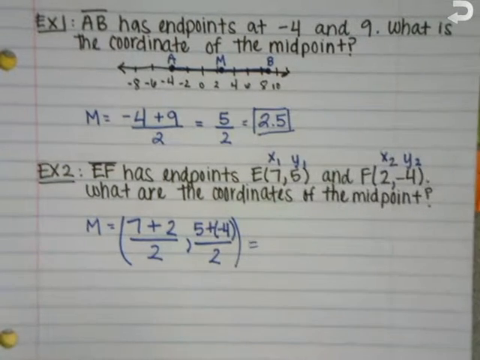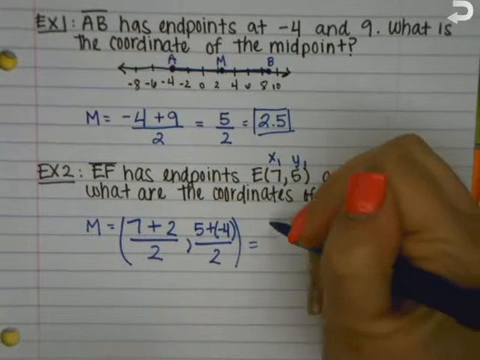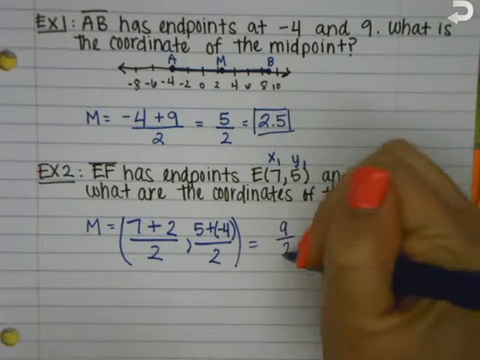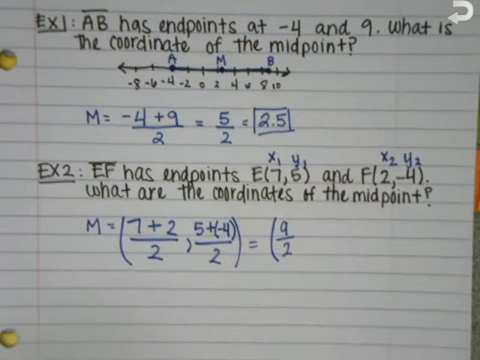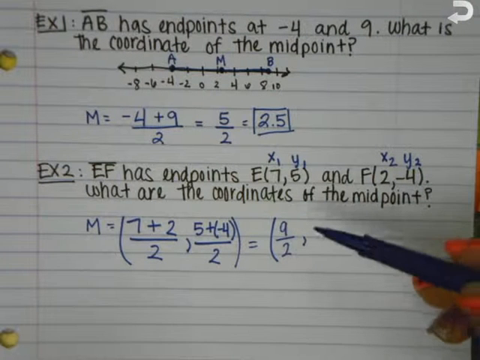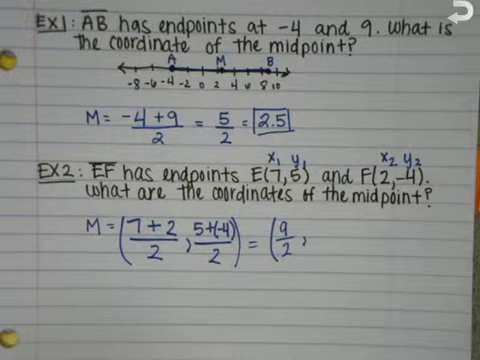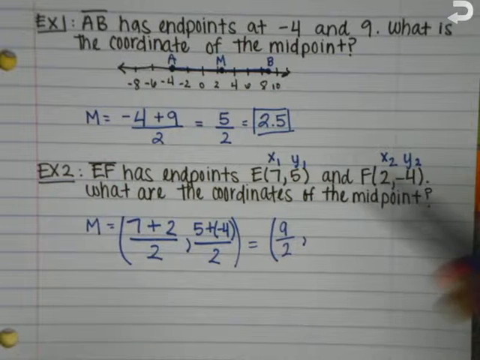Okay, let's simplify. What is 7 plus 2? 9. So this is going to be 9 over 2. Can you leave it like this? Yes, it's okay, because fractions are our friends, and since I'm not making you graph it, it's actually preferred to leave it this way. If you put it in decimal, it would be 4.5, right? I like it 9 over 2.